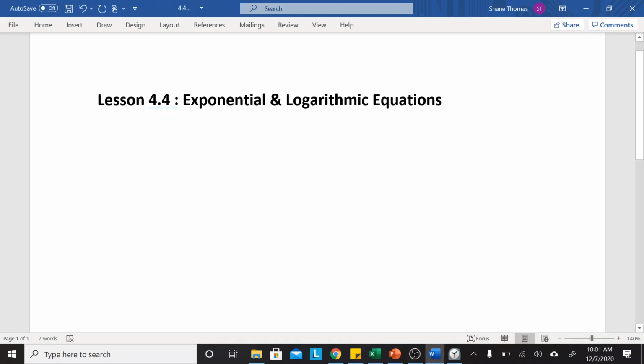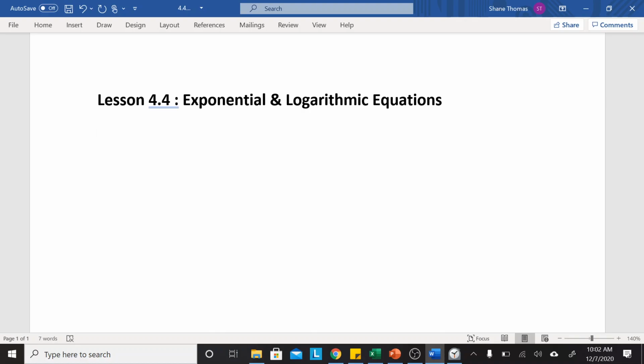All right. So for exponential and logarithmic equations, we've been working with logs now for what, two lessons, I believe. We started with exponential, and then we went to logarithmic a little bit.